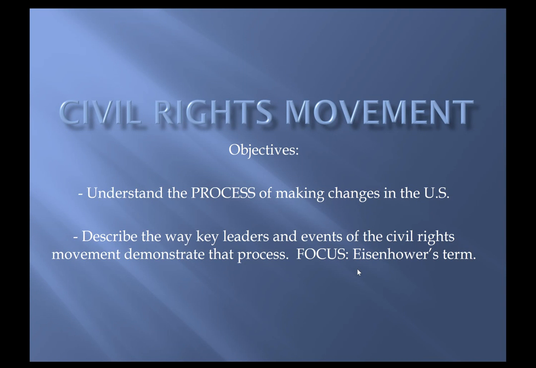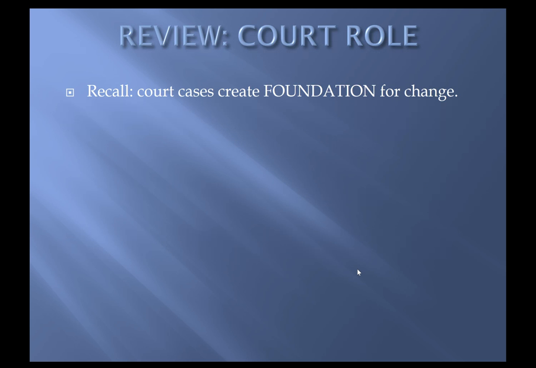So we are jumping into civil rights events today. We have two objectives for our lesson today. Number one, we're going to try to understand a little bit more about the process of making any kind of social or political change in the US. And then the second objective is to describe the way key leaders and events of the civil rights movement demonstrate that process. Today, we're going to be focusing on events during Eisenhower's term. So we're going to jump right into the process.